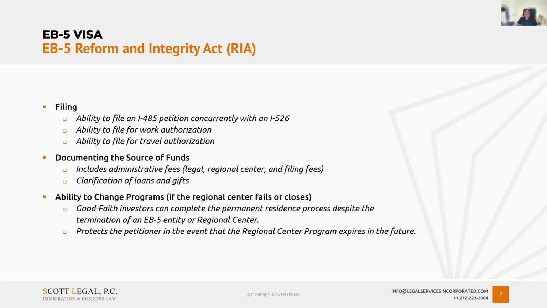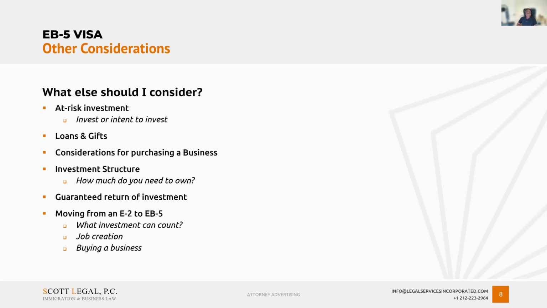The other source of funds change that they made is that they make you actually prove source of funds on the money that you use for the administrative fees and the filing fees. And then there are some more provisions for changing the program. If, for example, your regional center gets hit by a tornado or something like that, and the project is destroyed, then there might be ability to change programs.